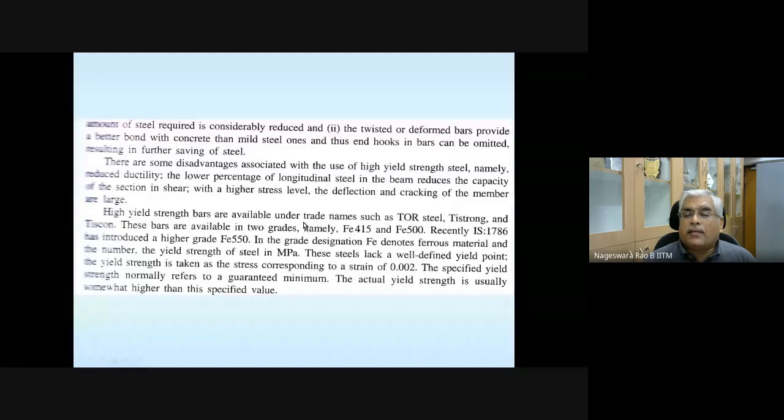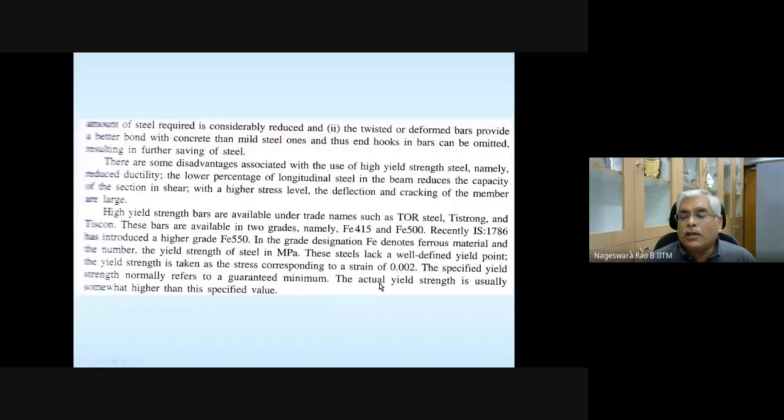High yield strength bars are available under trade names Tor Steel, and all these are some companies, Strong and Tiscon, and these bars are available in two grades, Fe415 and 500, and even nowadays you have Fe550 as well. Recently IS 1786 has introduced a higher grade Fe550. In the grade designation, Fe denotes ferrous material and the number, the yield strength of steel in MPa. These steels lack a definite yield point. Anyway, we already discussed all this.